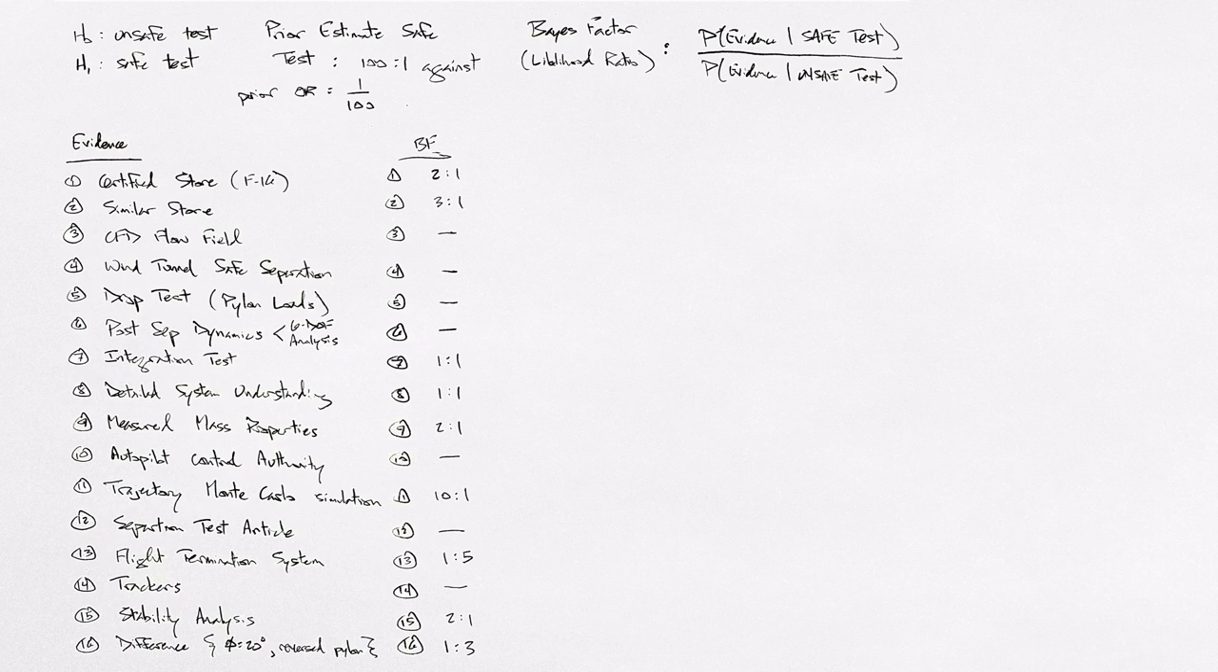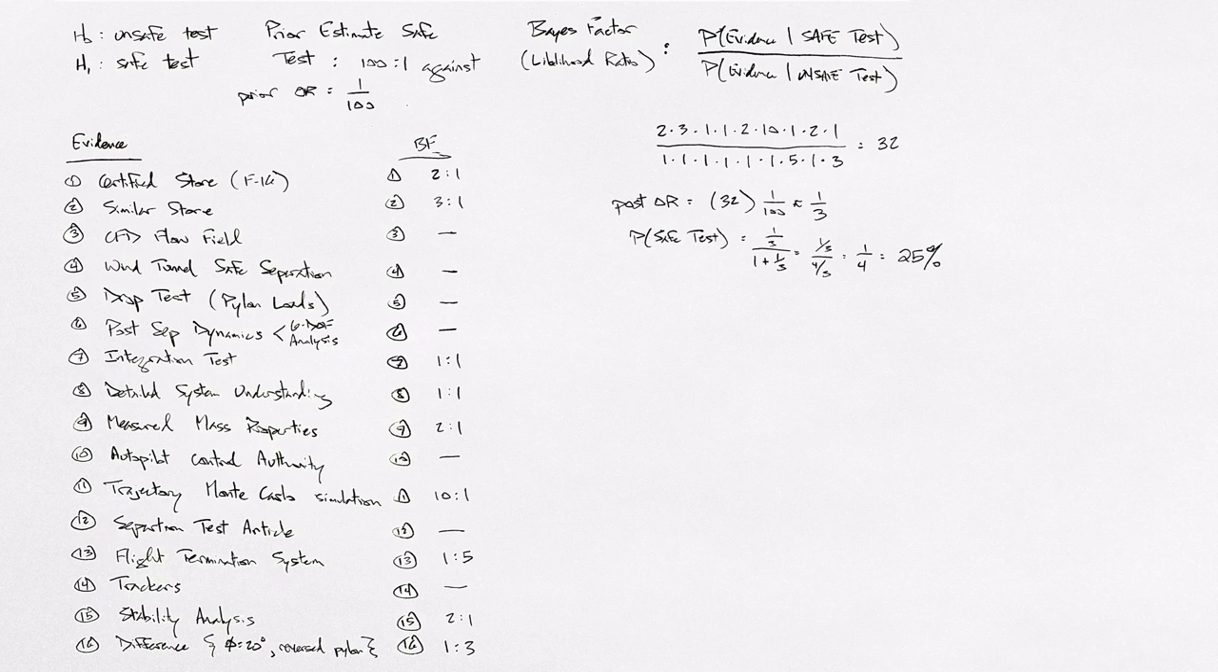Starting with a fairly generous 1 to 100 prior odds of a safe test, the posterior odds with all of these Bayes factors only amounted to, so there's my prior 1 to 100 odds. If I multiply all these Bayes factors together, I get an overall Bayes factor of 32, and I end up with a posterior odds ratio of about 1 to 3, which corresponds to a probability of a safe test of only 25%. At least that was my judgment after sitting through the test acceptance board.